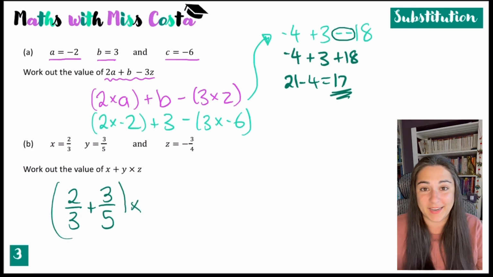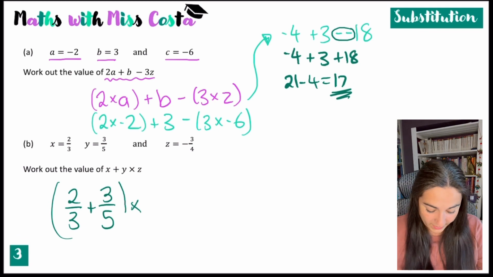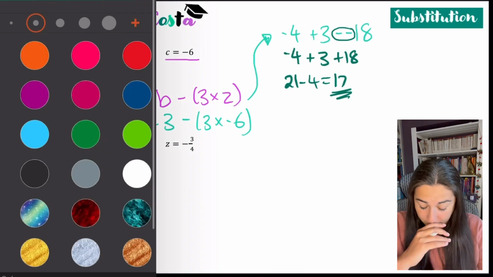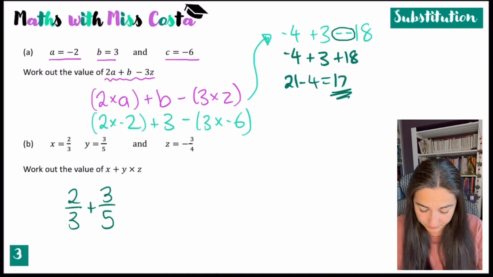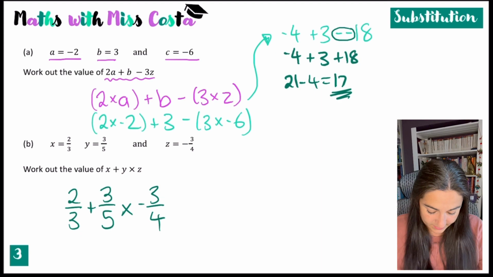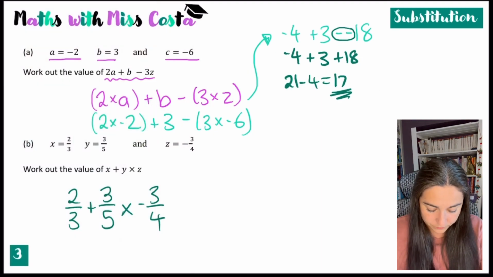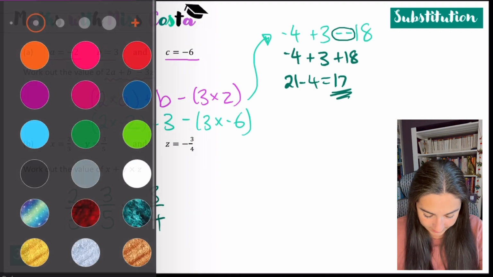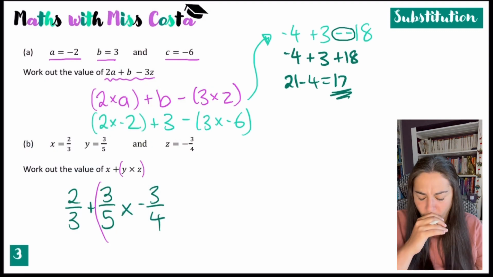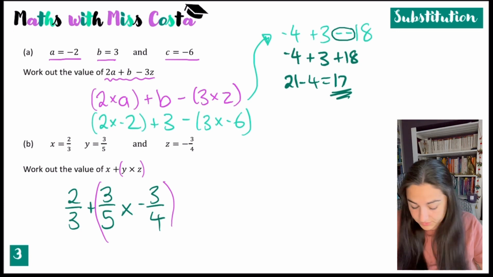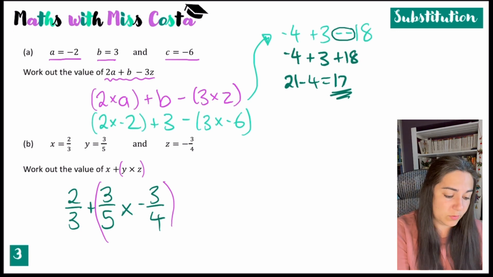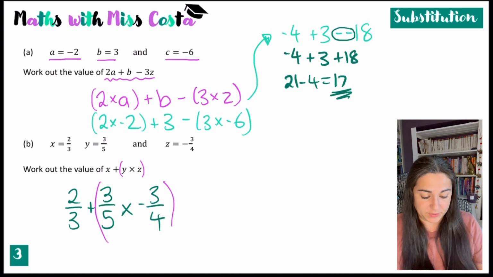So this is where they're going to try and get you out. Okay, remember, BIDMAS always applies to everything, absolutely everything. So it says work out the value of x plus y times by z. So actually what you're going to have to do first is multiply y times by z. Okay, so BIDMAS always is always an operation. So here you're going to have to do this part first. So 3/5 times by -3/4. So once again, just type that into your calculator.